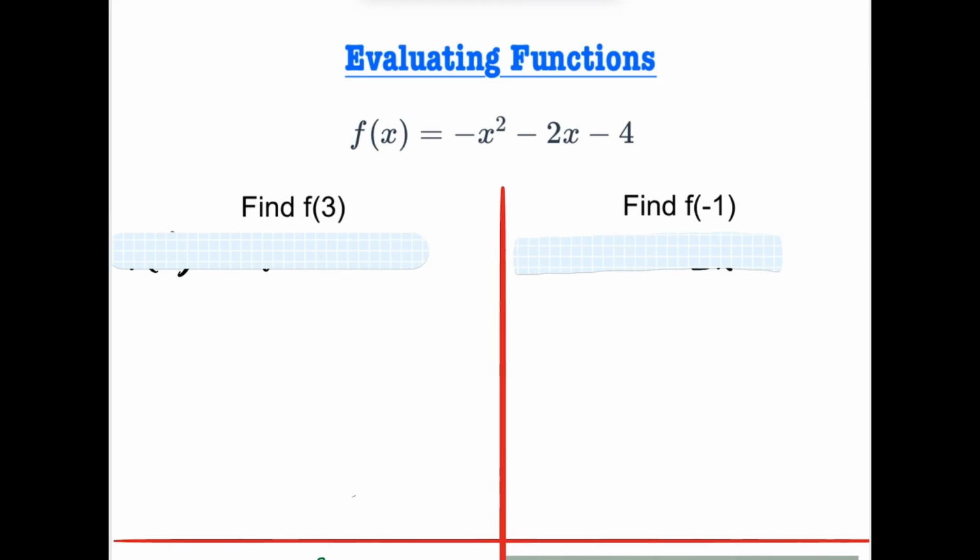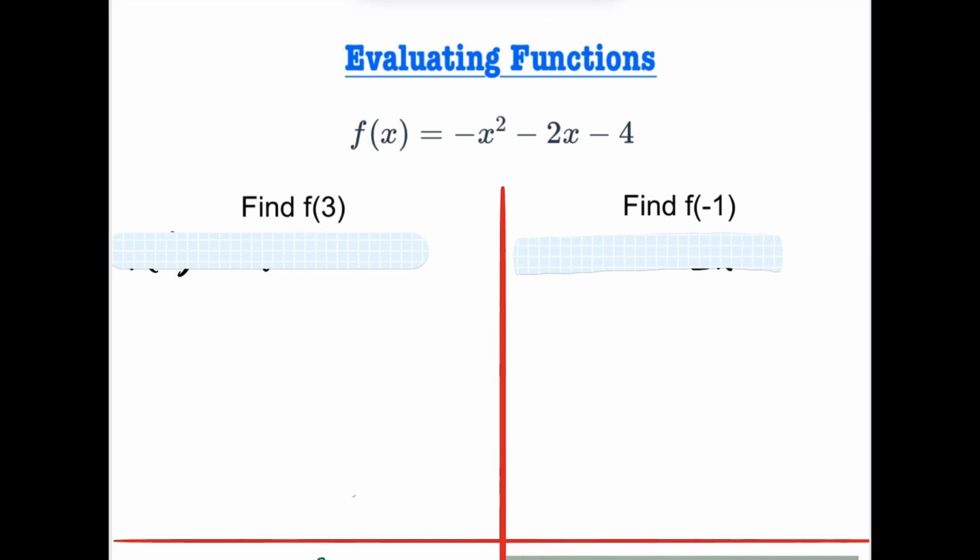In this video, I'm going to show you how to evaluate functions for a given value. The function that we're starting with is f of x is equal to negative x squared minus 2x minus 4. And the first problem we're going to do is to find f of 3. So what does that mean, find f of 3?